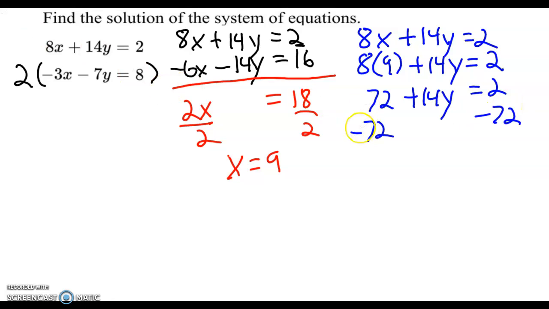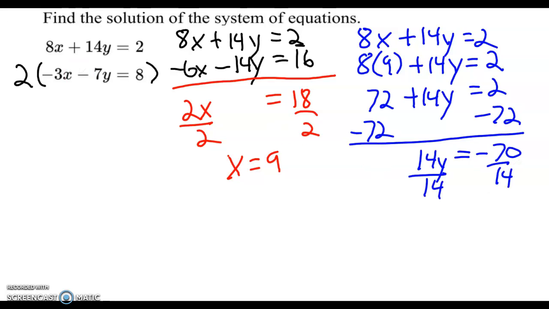You're going to subtract by 72 on both sides. You got 14y is equal to negative 70. And you divide by 14. And y is equal to negative 5. Alright, so now I have my ordered pair. I've got 9, negative 5, and that's it.